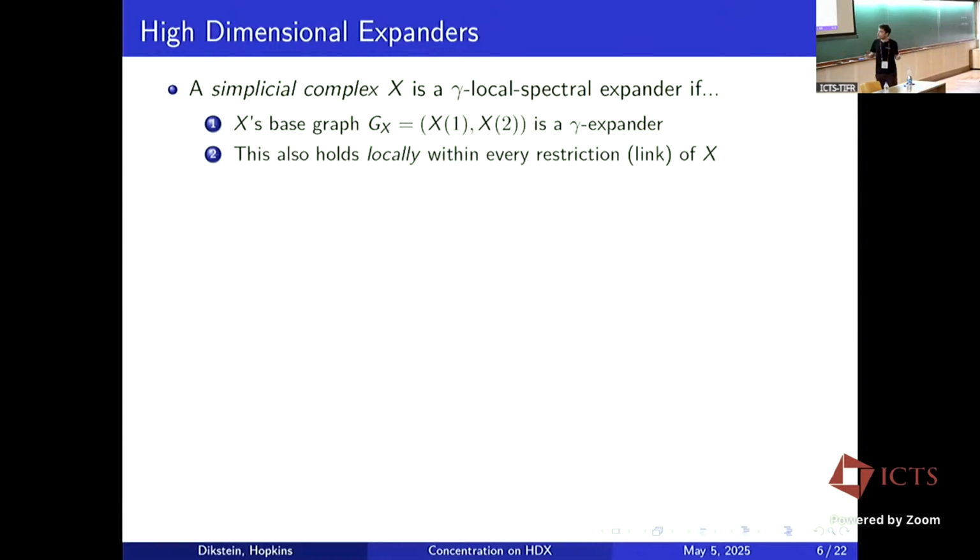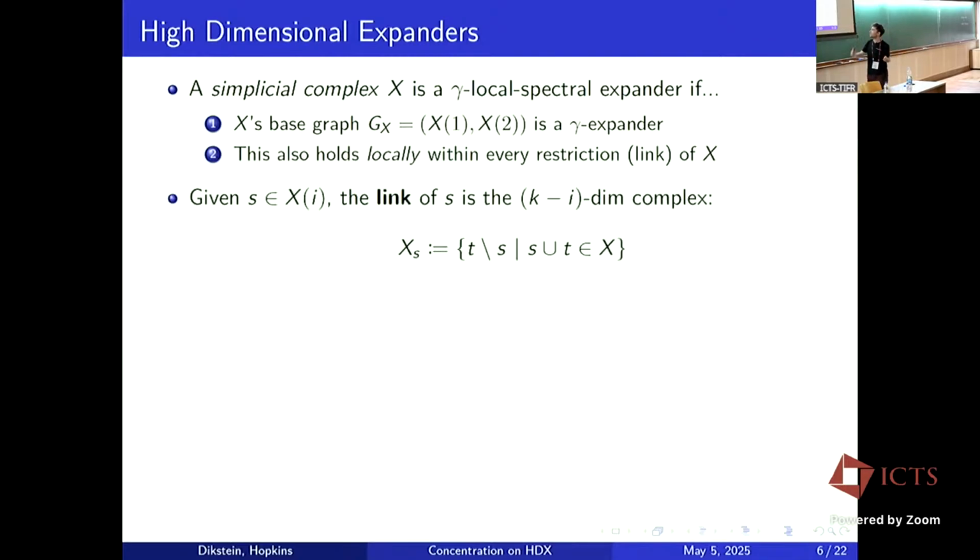And second, we'll require additionally that this holds locally. How? Within every restriction, or what's called a link of x, that I'll define briefly. This is like, even if I fix the value of some of the variables, I still want my underlying base graph to be an expander. Okay, so let me formalize this. Given some face s in x_i, an i-set in a complex, the link of s is the (k minus i)-dimensional subcomplex given by a very simple procedure: I take all of the faces that include s in the complex, and then I remove s.